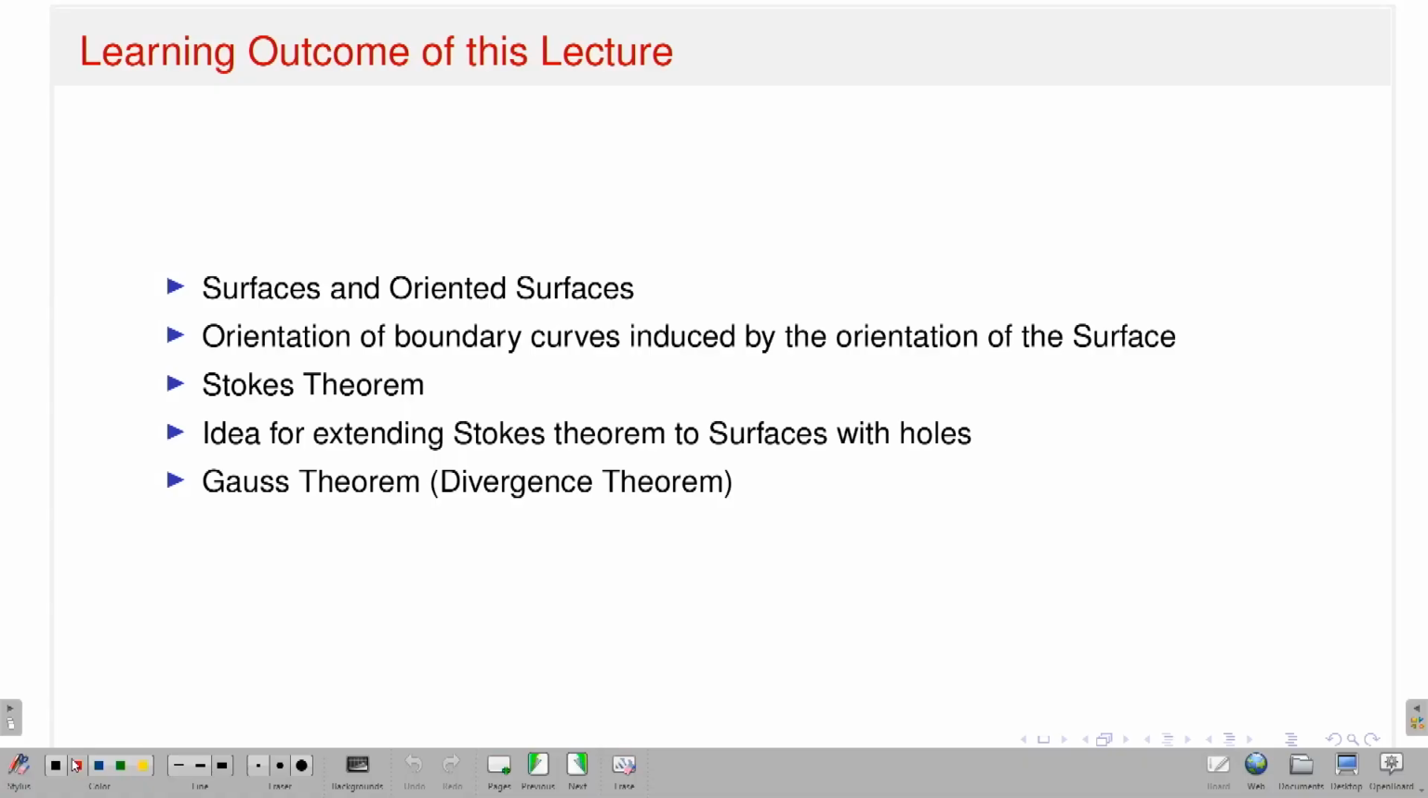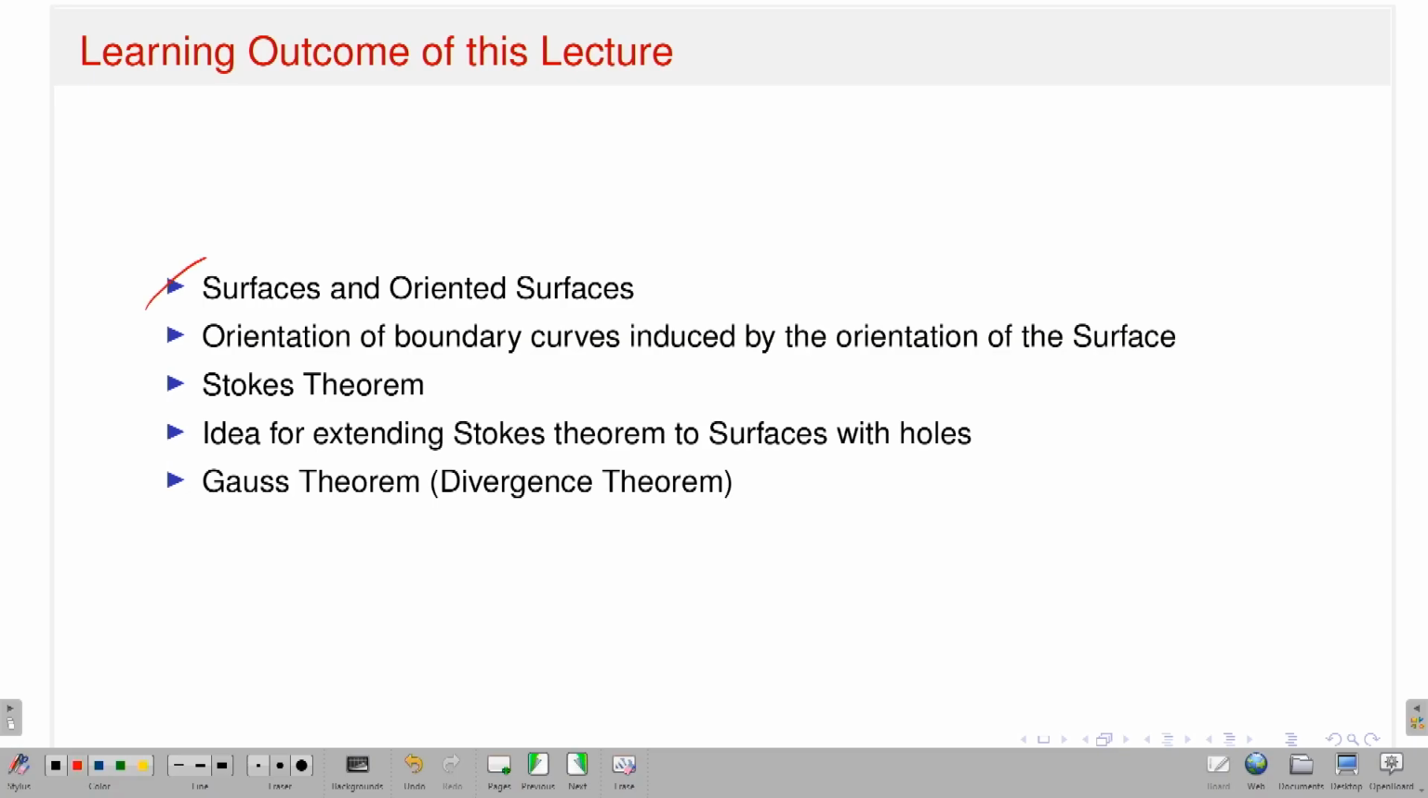Now to do that I need again some concepts of surfaces that I already discussed when I talked about scalar surface integral and vector surface integral, if you remember. My plan is to recall the notions of smooth surfaces and oriented surfaces, and then I will go for the statement of Gauss theorem and Stokes theorem and a couple of applications or problems concerning them. Okay, so this is the learning outcome as I have written.